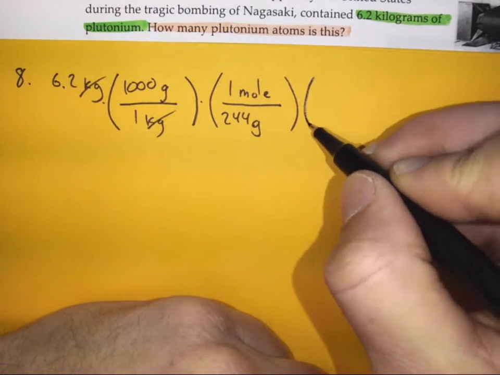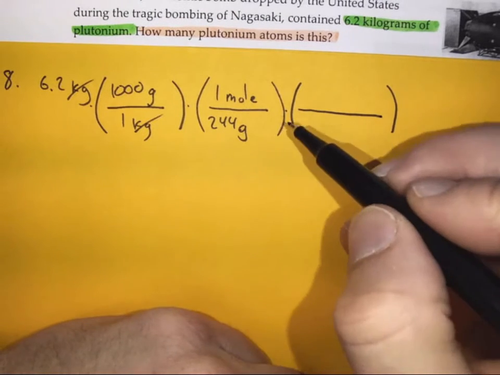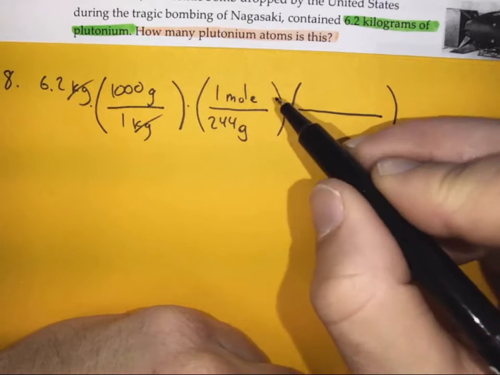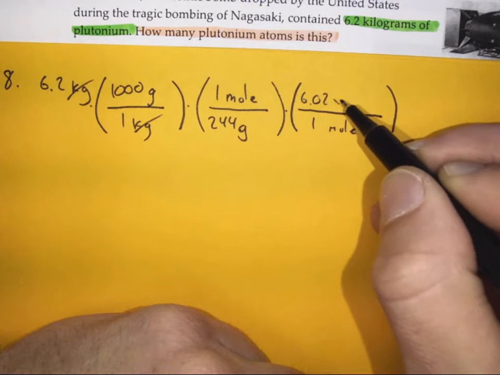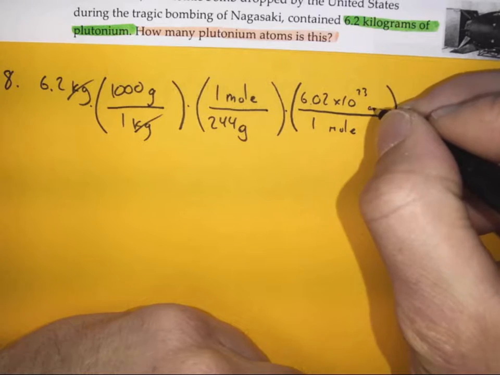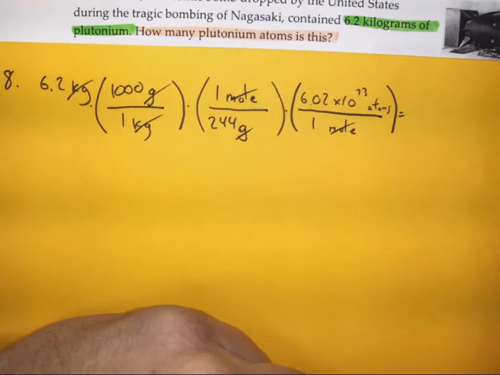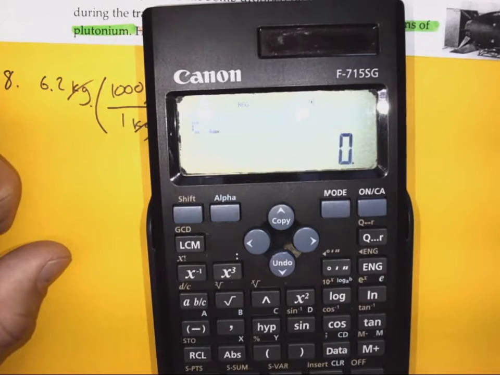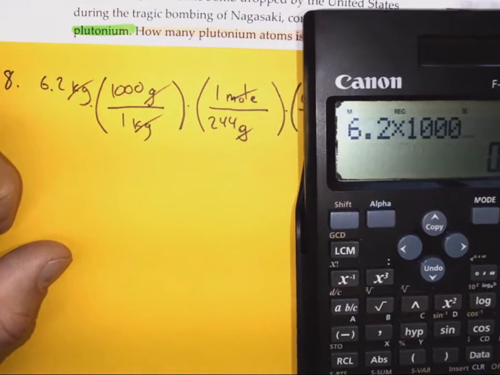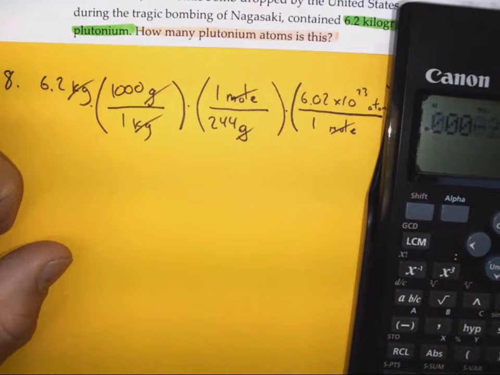Okay, so lastly, I want 1 mole to cancel out, and I know that 6.02 times 10 to the 23 atoms is the same thing as a mole. So moles cancel, grams cancel, it all cancels, and we end up with just punching this into a calculator. So what do we got? 6.2 times 1,000 divided by 244 times Avogadro's number.